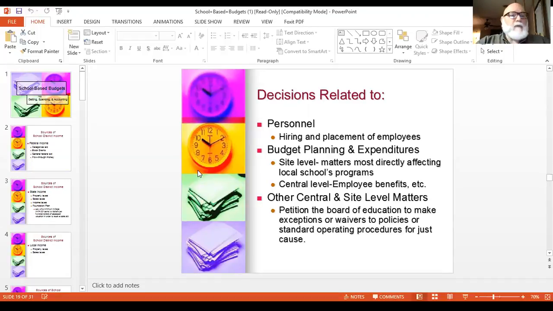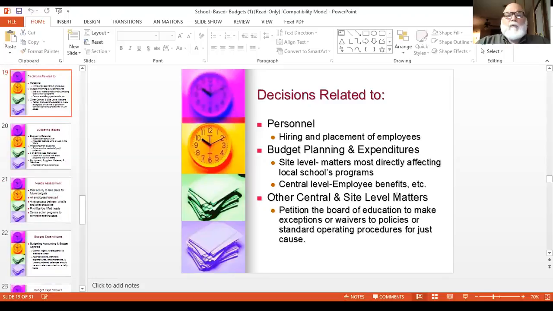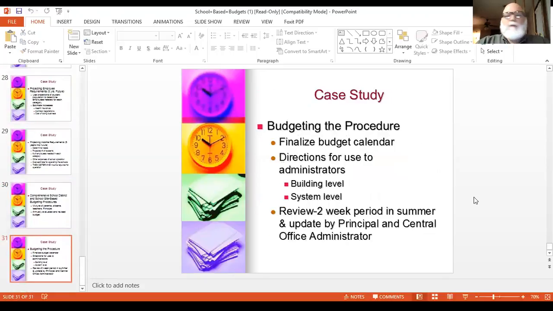Here's how you develop a budget. I won't go any further than that on it. So I guess that's all that I have for you tonight. I don't want to overstay my welcome here.